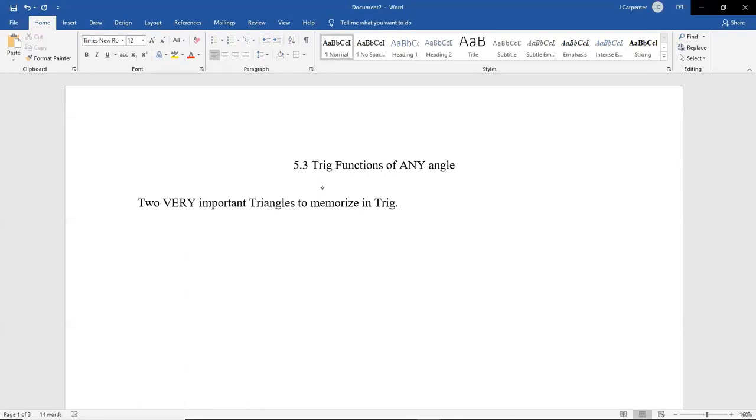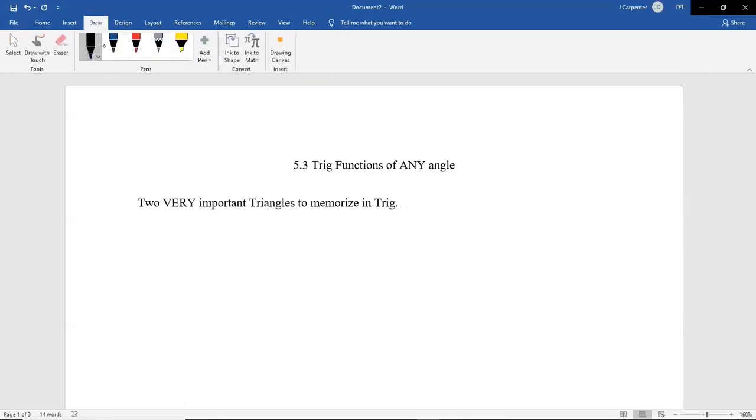So what are these 2 triangles? The first one is the 45, 45, 90 triangle. And I've already alluded to these in a previous class. So that's 90, 45, 45.